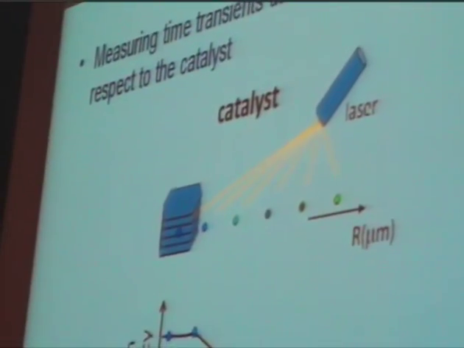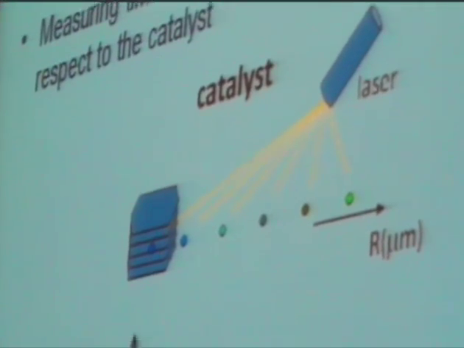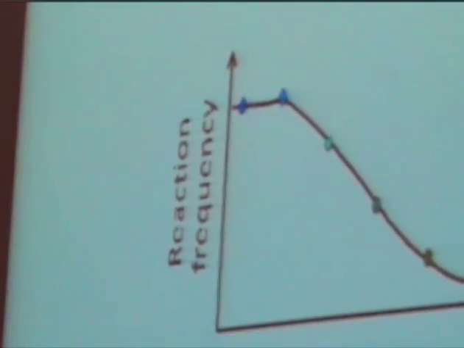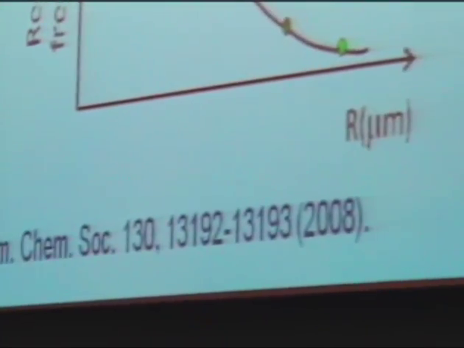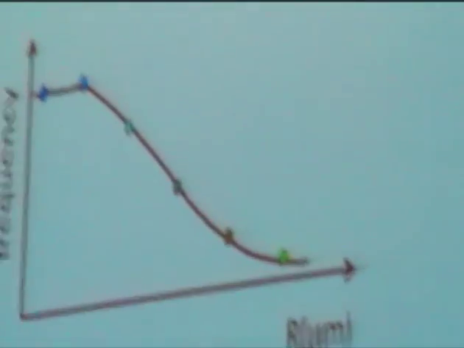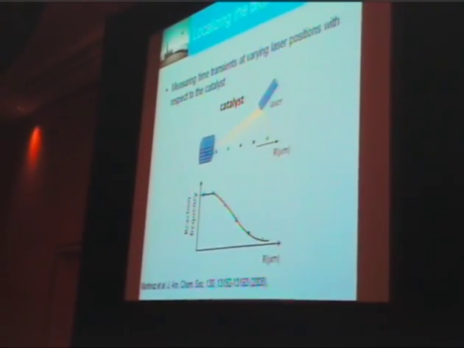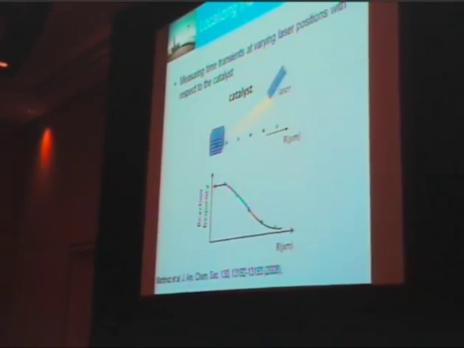So we didn't only focus on the catalyst itself, but we moved the laser focus at increasing distances with respect to the catalyst. At every position, we recorded an intensity time trace with all these bursts, and we counted the amount of bursts happening per unit of time for each position. And like this, we can construct the reaction profile, the spatial reaction profile for these catalysts. Now here are the results of that.